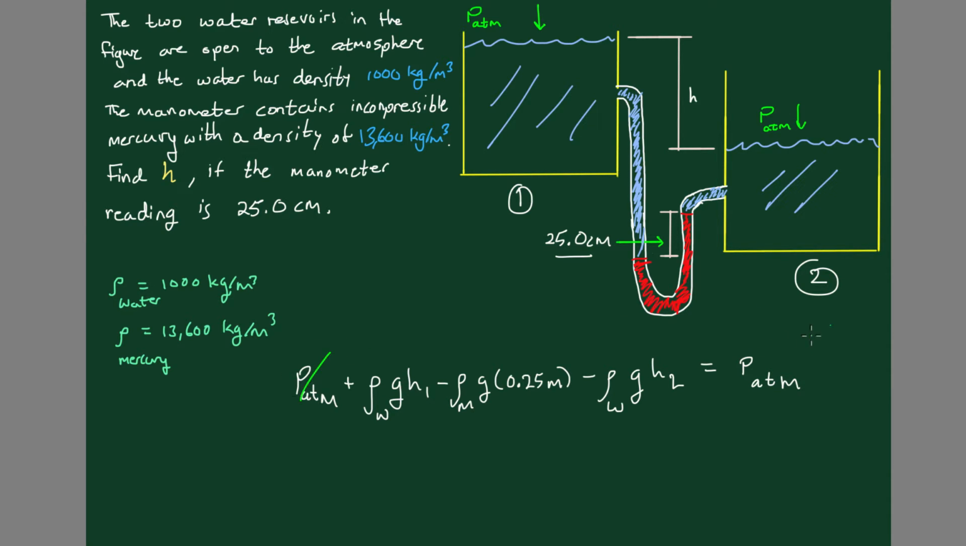So these two pressures cancel out, which means what we have is rho of the water times g times H1, minus rho of the mercury times g times 0.25, minus rho of the water times g times H2. And this has to be equal to 0.